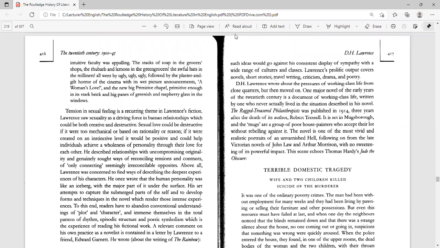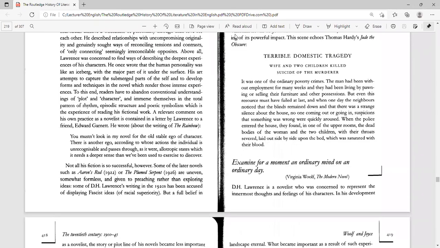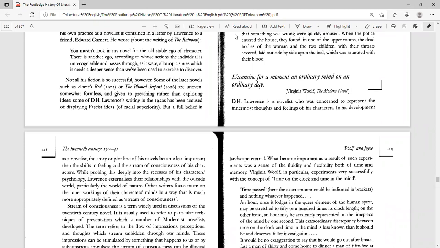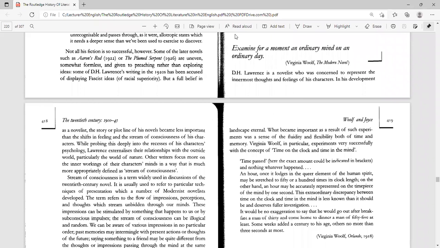D.H. Lawrence wrote about the pressures of working class life from close quarters, but then moved on. One major novel of the early years of the 20th century is a document of working class life, written by one who never actually lived in the situation described in his novel. He also wrote an essay called Modern Fiction, in which he shared his idea of the modern novel.